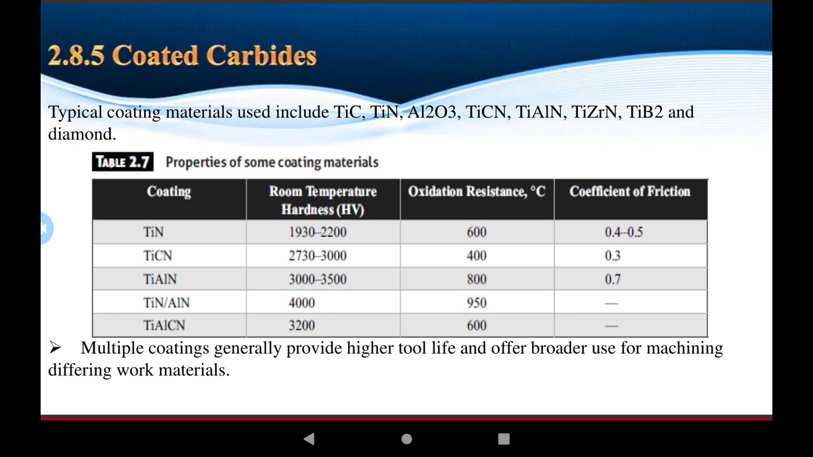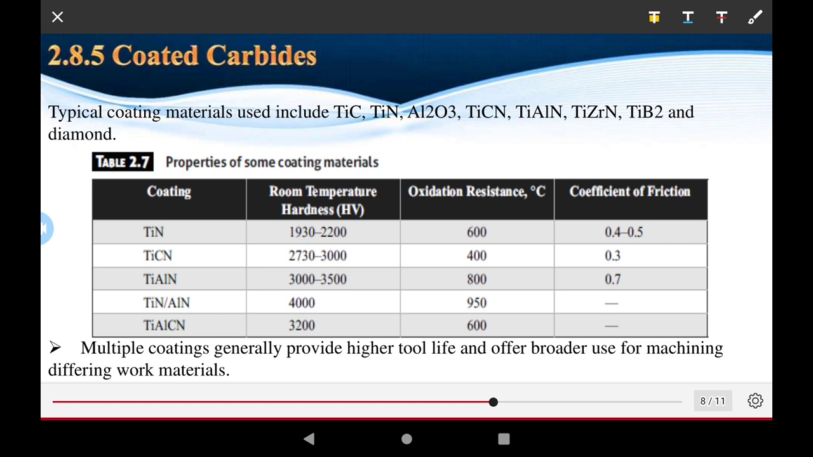Considering the properties of some coating materials: titanium nitride has a room temperature hardness of 1930 to 2200, oxidation resistance up to 600 degrees Celsius, and a coefficient of friction of 0.4 to 0.5, which is very high. Titanium carbonitride, TiCN, has a room temperature hardness of 2700 to 3000 HV, oxidation resistance of 400 degrees Celsius, and a coefficient of friction of 0.3.